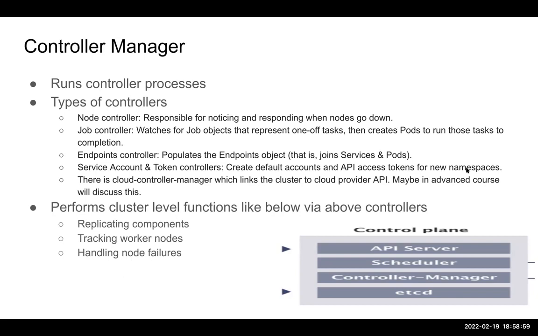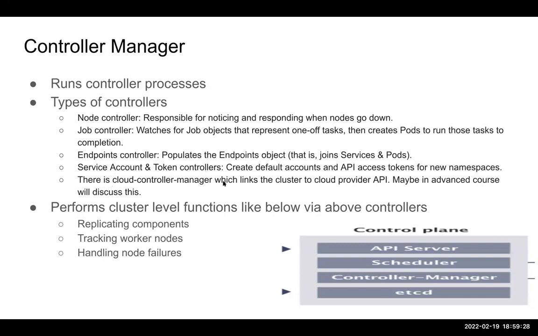Now, if each team needs to have its own namespace, then there is some infrastructure that needs to happen, right? It needs to have its own account, its own API access token, so that if I get access to the Kubernetes cluster, I should be able to do something only with my services. I should not be able to hit other services to which I do not have access, or which I should not be accessing. So that is taken care of by the service account and token controllers.